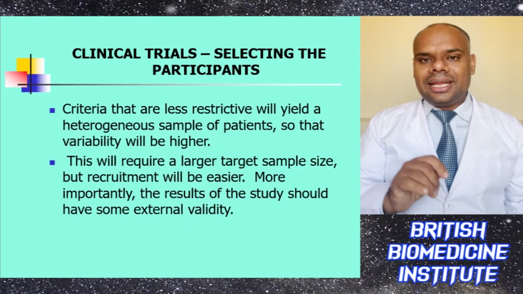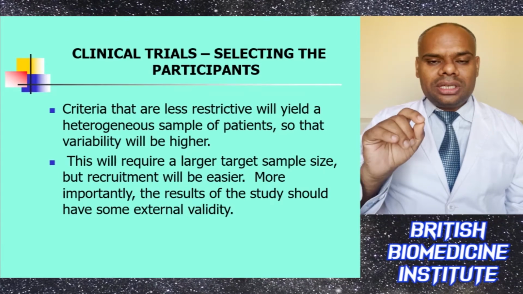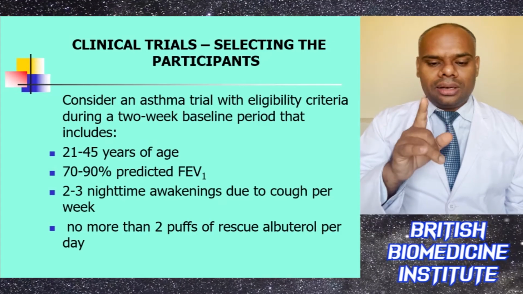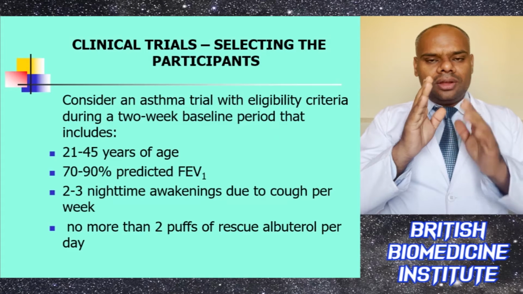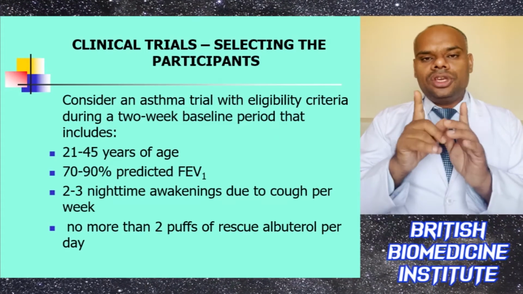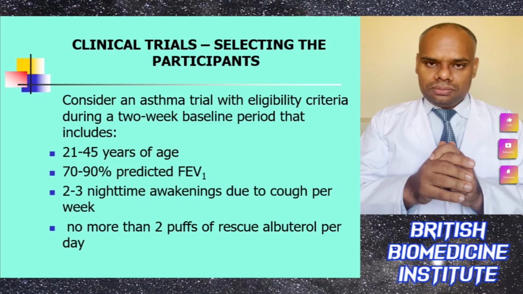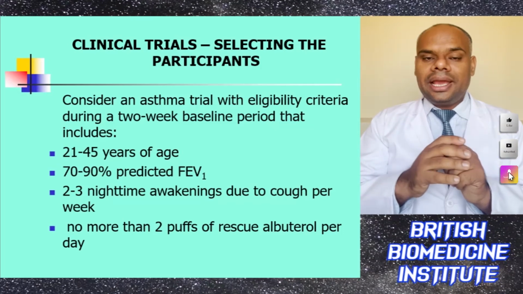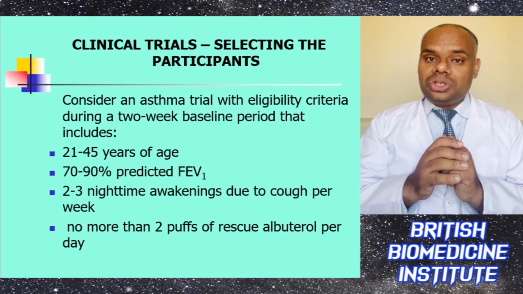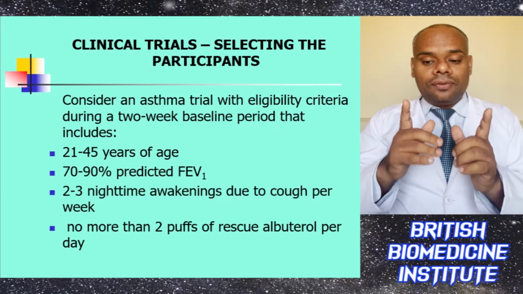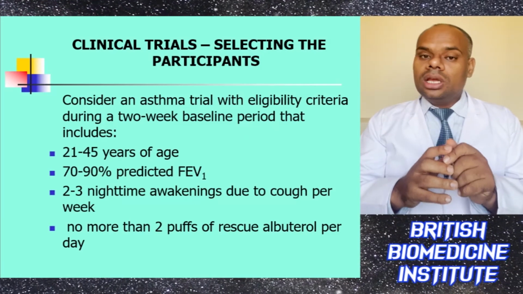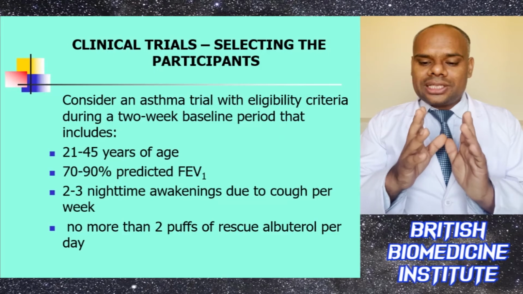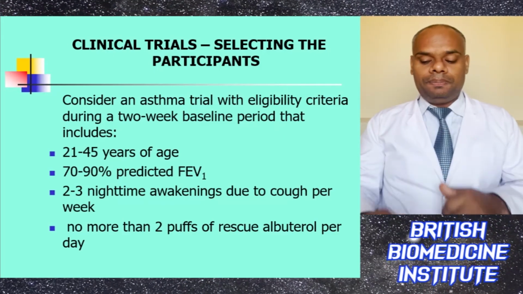So here is an example where we are recruiting patients in asthma trials. The inclusion criteria here are, we want patients with age range from 21 to 45 years, and their forced expiratory volume should be between 70 to 90%, and there should be symptoms of 2 to 3 nighttime awakenings due to cough per week, and the patient will not be taking more than 2 puffs of rescue albuterol per day.